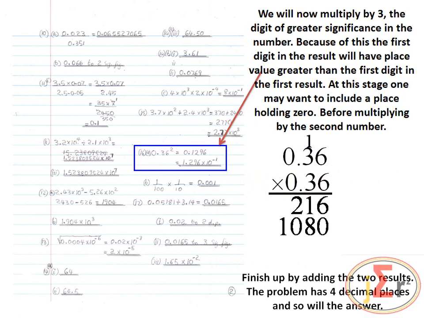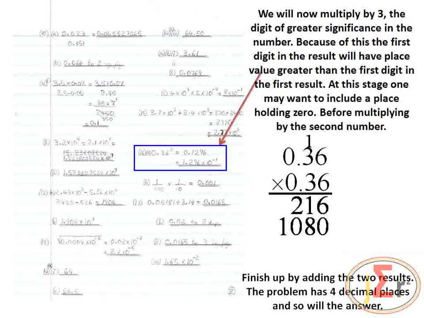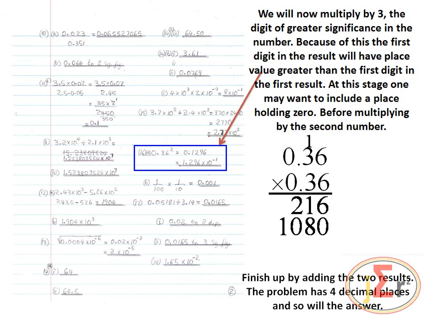Finish up by adding the two results. And do not forget, as we mentioned on the previous slide, the problem has how many decimal places? 1, 2, 3, 4. The answer should also have 4 decimal places, but we need to add those numbers. 6 plus 0 is 6. 1 plus 8 is 9. 2 plus 0 is 2. And the 1 goes back with no friend or accompanying number.